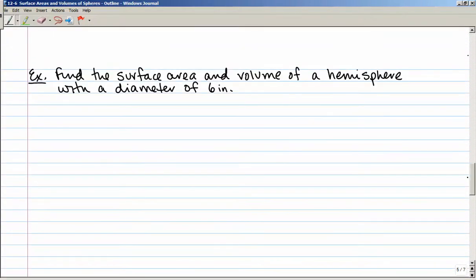Next example. Find the surface area and volume of a hemisphere with a diameter of 6 inches. So if the diameter is 6 inches, then the radius is going to be 3. Now this is a hemisphere, and we didn't do a separate formula for a hemisphere. But let's think for a minute about the volume and the surface area of half of a sphere. The surface area of a hemisphere is a little more complicated. So picture the bowl part, the bottom part of the sphere. That's going to be half of the total surface area, plus you have to include the surface area of the great circle.